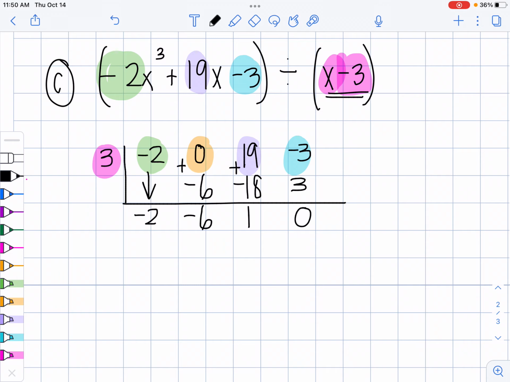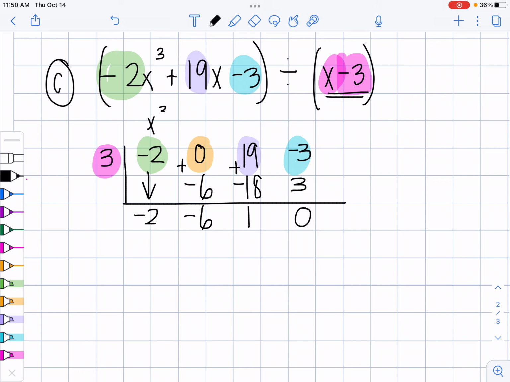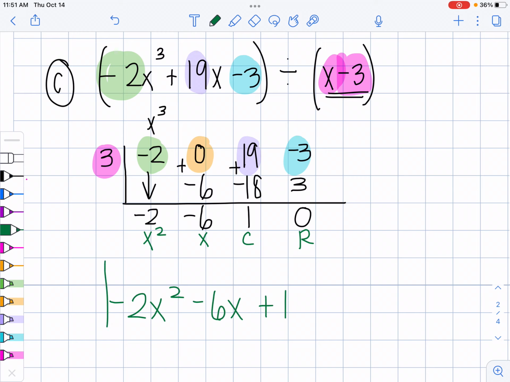So your final answer, remember this one started representing your x to the thirds, so now these have bumped down to x squareds, x's, constants, and remainders. So your final answer is negative 2x squared minus 6x plus 1. I don't have a remainder, so literally this is just what I get.